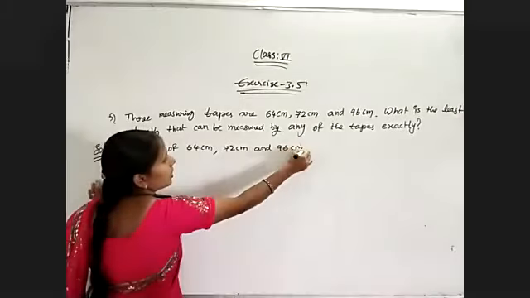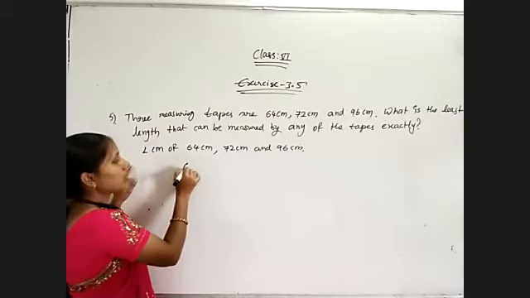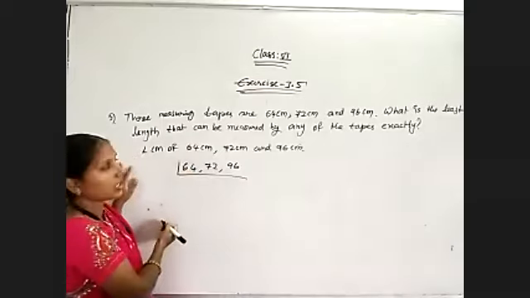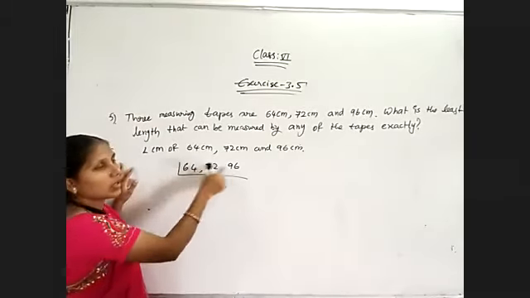First of all, use only numbers. After that, we will keep the units. So 64, 72 and 96. Here also I am using the division method only. Just observe, all the numbers are divisible by 2, the 2 table.